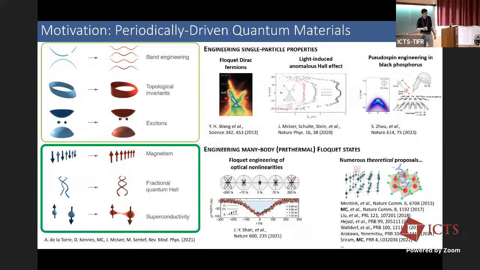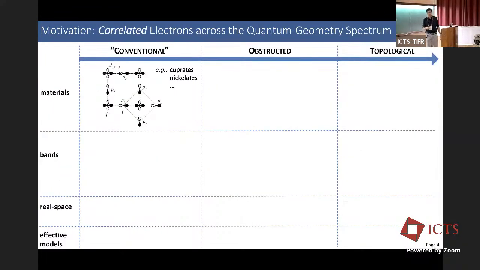Now, on the theory side, the field is very rich, and there have been numerous proposals for engineering correlated states of matter, both using classical light fields, and, although it's not on this slide, more recently also in our group, thinking about cavity quantum materials and trying to interface weak photon pulses with strong electron-photon coupling in cavities. The other motivation, a very recent aspect in trying to understand correlated electron systems, comes from the appreciation that correlated electron systems can be thought of as living on a spectrum of solids that range from conventional correlated electron theories, such as the cuprates and nickelates.